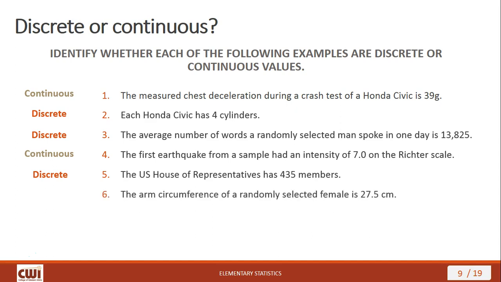Here's the next example. The arm circumference of a randomly selected female is 27.5 centimeters. Is this discrete or continuous? I'll give you a few seconds.